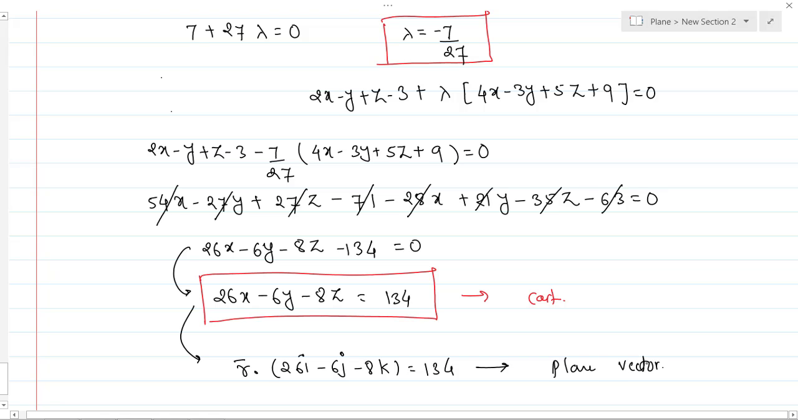So whichever form they ask, we are now in a position to find both forms. Okay, so that's great. I hope you like this video and you have understood each and every concept from this video. If you have not understood anything, please let me know so that we can revise these concepts once again.